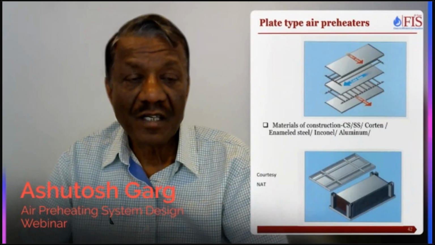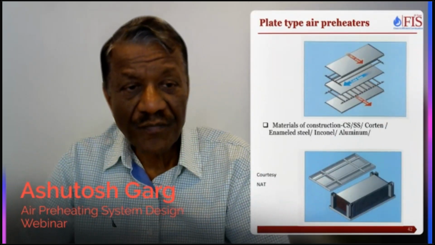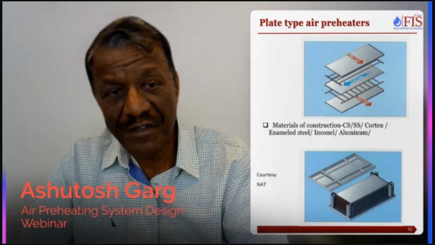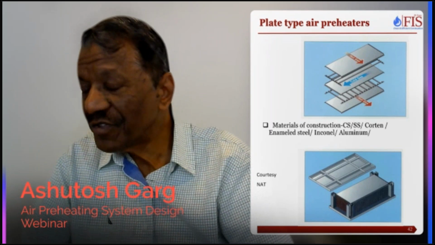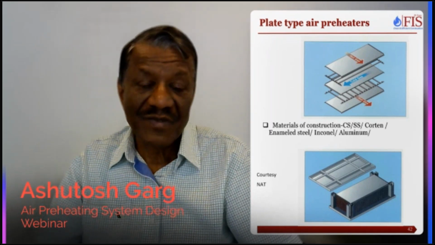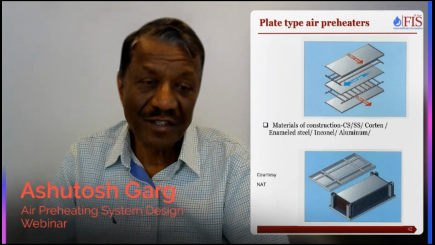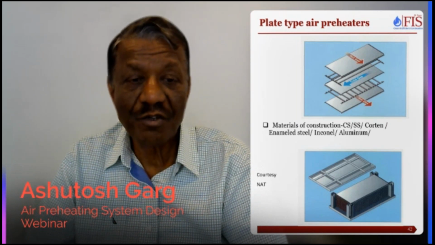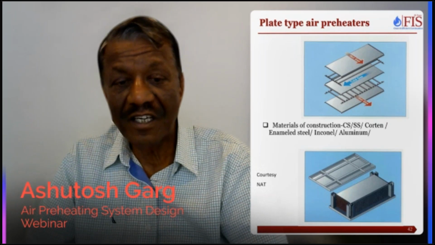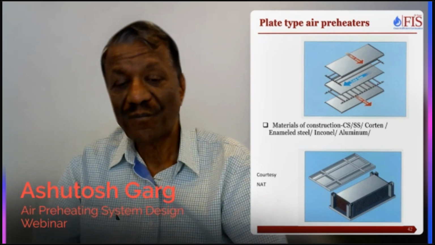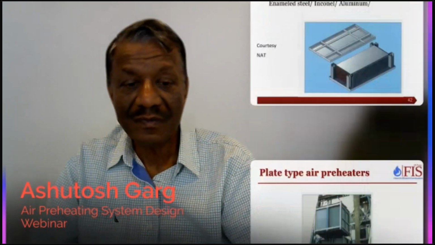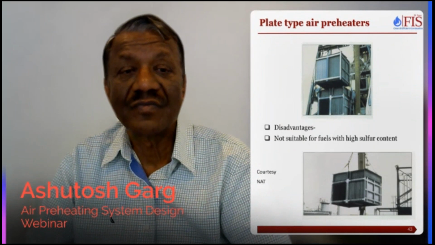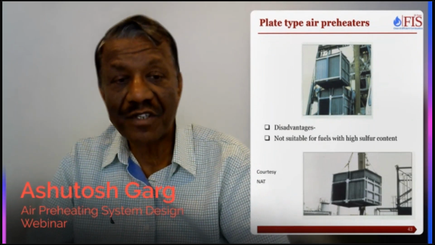Here you can see the hot gas flow. This is the cold gas or combustion air flow, and you can see the spacers, pretty straightforward design actually. The material of construction is typically carbon steel, sometimes stainless steel for high temperature, corten, enamel steel, Inconel, aluminum. These are some erection pictures. You can see it is very compact.